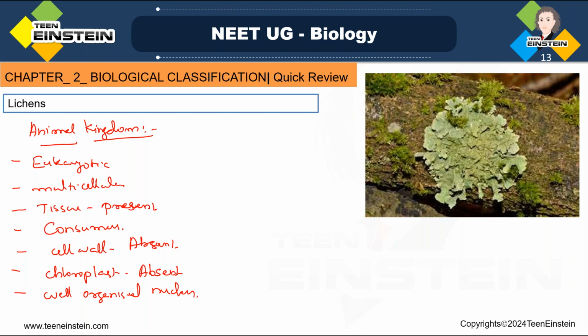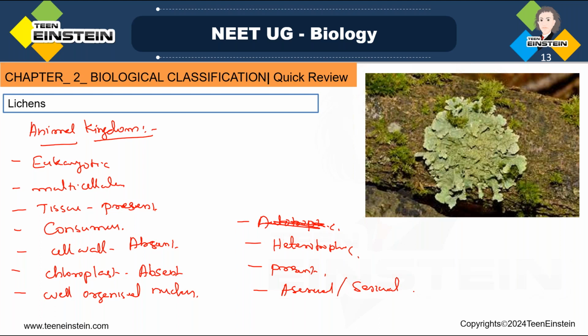Then mode of nutrition, autotrophic. Sorry, this is the animal kingdom, so they have a heterotrophic mode of nutrition. They are not doing photosynthesis. They don't have chlorophyll, and they are heterotrophic in nature, so they are not preparing their own food. That means holozoic or saprophytic or something like that. And motility is present. In kingdom Animalia, you can see asexual and sexual modes of reproduction, depending upon the type of organism.